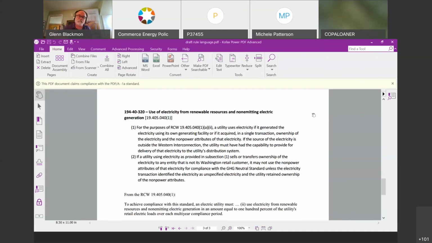Thanks, Glenn. And then we had a comment from Wendy Gerlitz that said, the Northwest Energy Coalition agrees with Climate Solutions that unbundled RECs can only be used to comply with the 20% alternative compliance. The 80% greenhouse gas neutral standard must be met by bundled RECs.